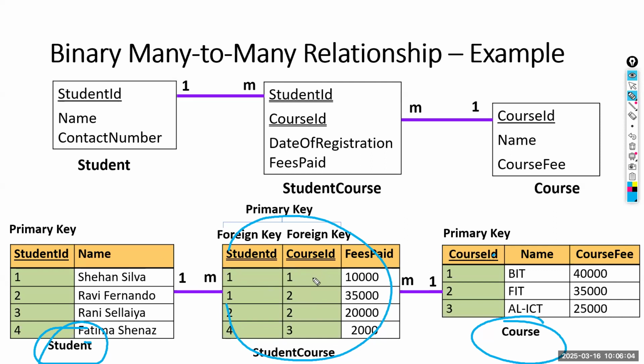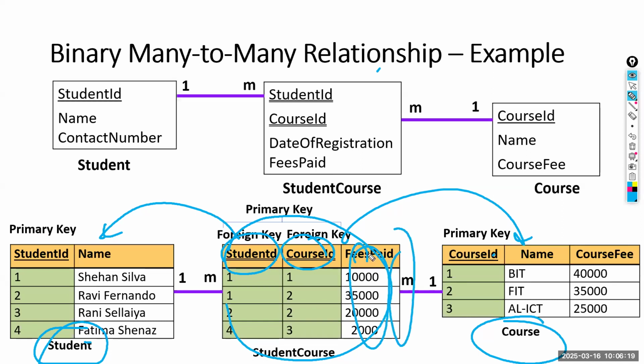Because when you create a one-to-many relationship, the many side has a foreign key. So therefore, this is your foreign key for this table. This is your foreign key for this table. And additional attributes we can add also. And make sure this combination of two foreign keys is your primary key, or you can go for a surrogate key, an auto-generated key.